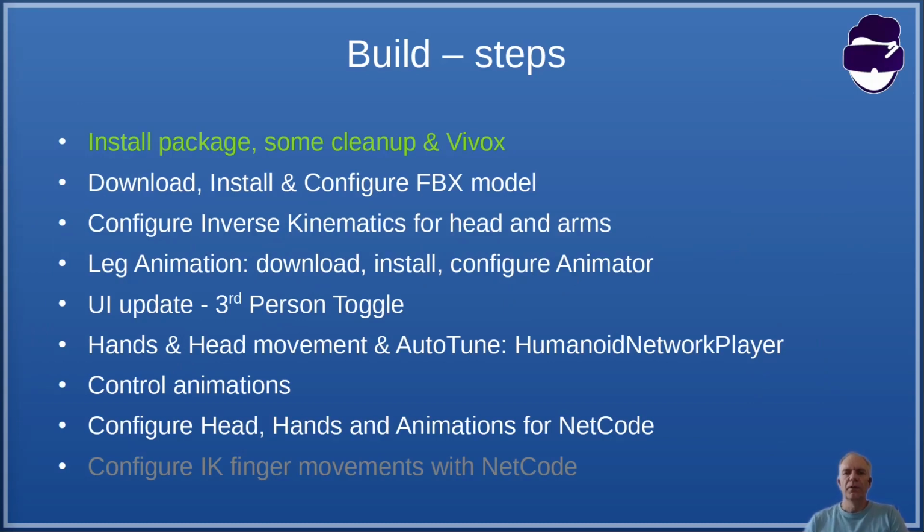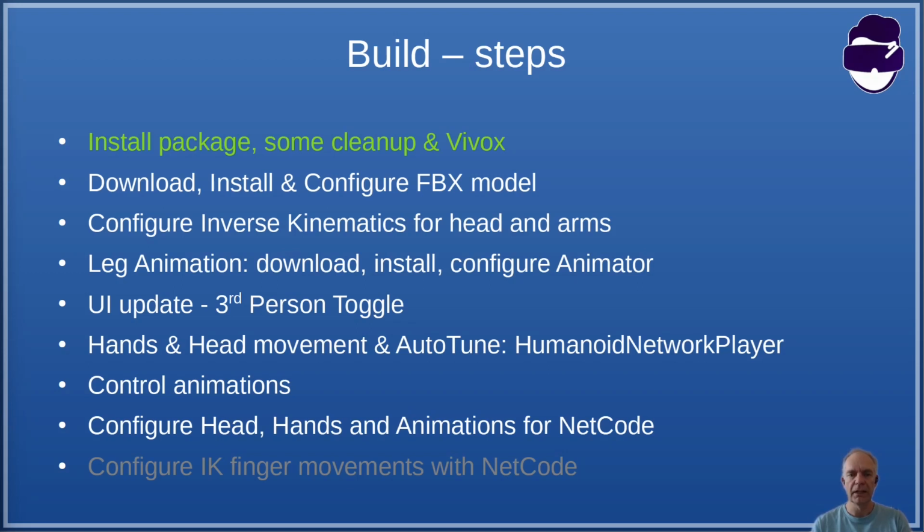So which steps are we going to take in our build process? We'll start with installing the animation package. We'll do some cleaning up of our code, and we will turn off the Vivox audio service by default. Then we'll go to Mixamo, which is this website, where we will download, install, and configure an FBX model that we'll use for this demo purpose here. We'll then configure the inverse kinematics for the hands and arms.